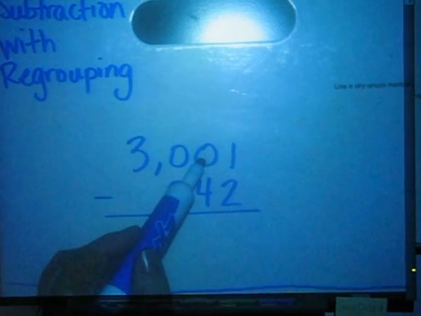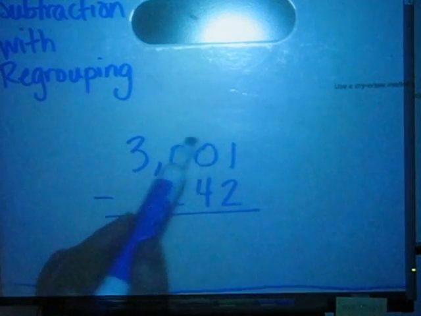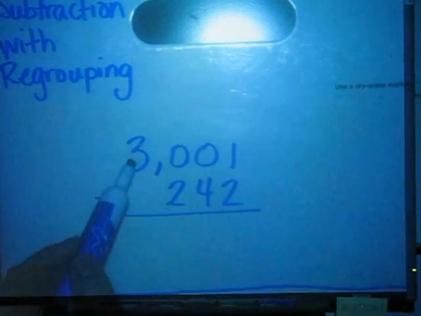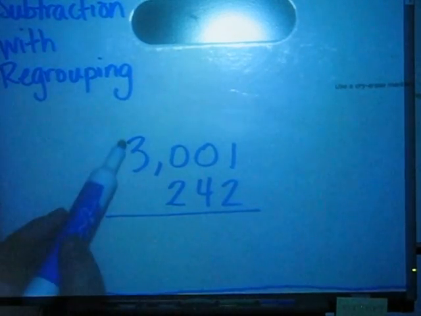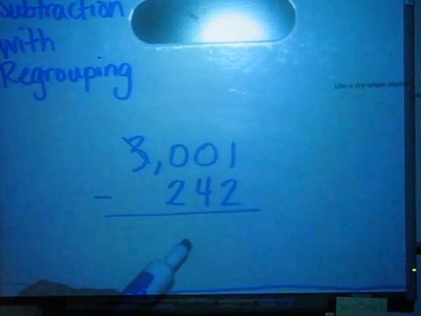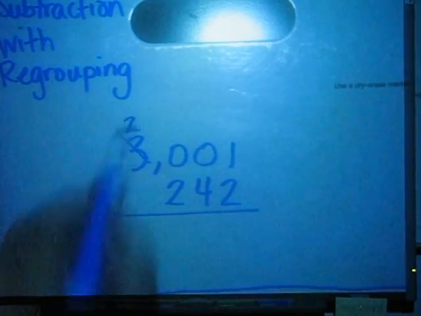But wait a minute, my neighbor is a 0. Can I borrow from a 0? No, I cannot. Alright, so I'm going to go to the next neighbor. Can I borrow from this neighbor? It's a 0. No, I cannot. Go to the next neighbor. Can I borrow from this number? Yes, it's a 3. So I cross out the 3. I'm only taking 1 away from the 3. 3 minus 1 is 2.